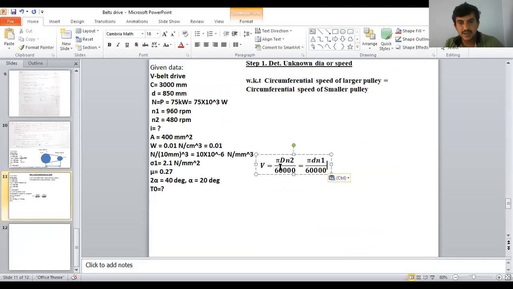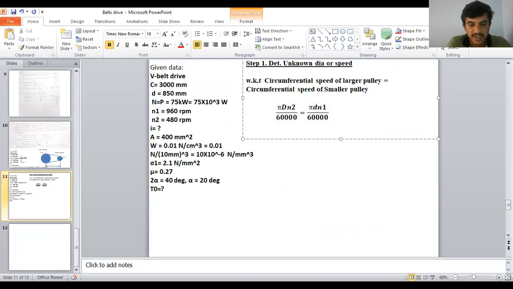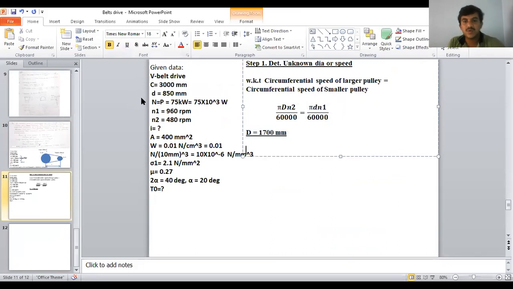1,700, sir. Yes. In this, what is capital D, how much did you get? 1700 millimeter, right? Keep that in a rectangular box. Here I'll underline it. Now step number 1 is over. Now what is step number 2?